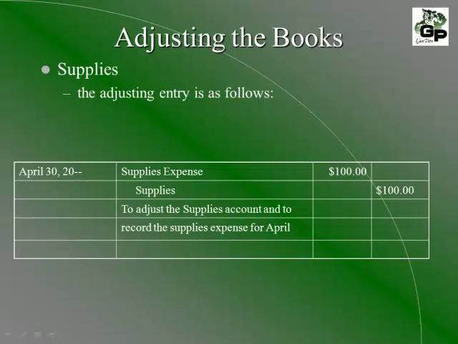So in this example, the adjusting entry that we put in our journal is as follows. Supplies expense account is debited $100. The supplies asset account is credited $100. And the description is to adjust the supplies account and to record the supplies expense for April.